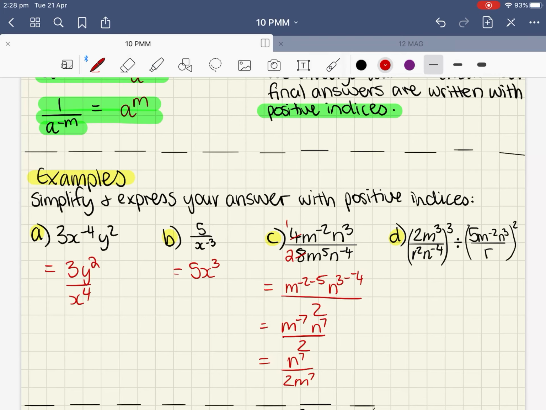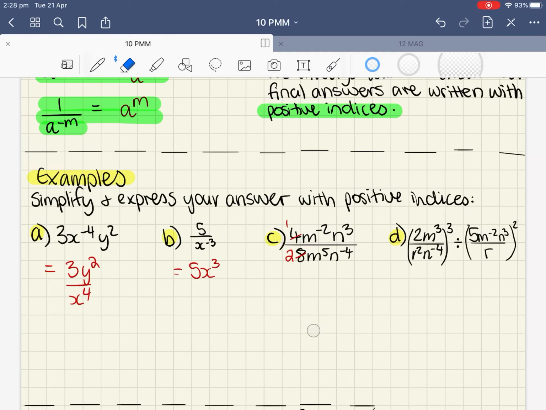All right, so that's option 1. Option 2, all right, I'm going to erase this now. Option 2 is if instead we move the negatives to begin with. So let's highlight those negatives. Got a negative m here, and we have one here.